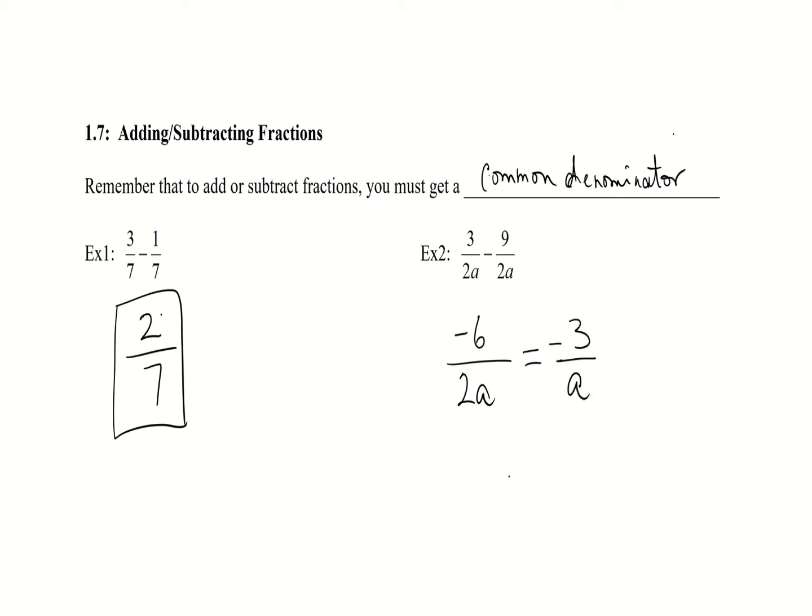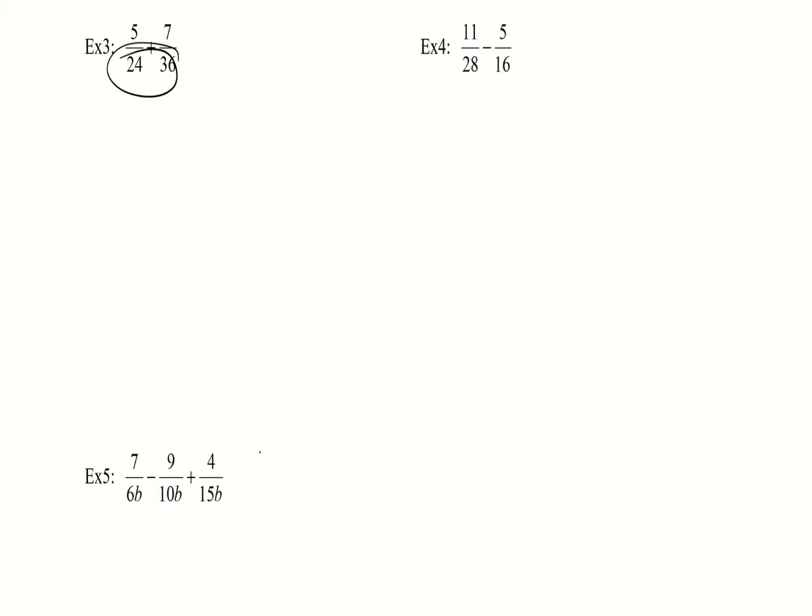So we can leave our answer either as negative 3 in the numerator over a, or we could put the negative in front, a negative 3 over a. So either answer is acceptable. And in Hawks, you cannot write the negative in the denominator, so make sure you pay attention to that. The negatives are not accepted in the denominator in Hawks. So let's continue on, look at another example.